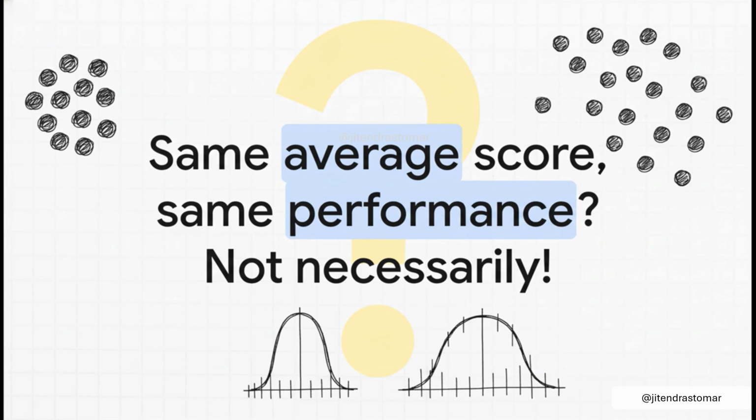It's a really quick and easy snapshot of the total spread. But here's the catch with the range. It only cares about the 2 most extreme points, the absolute highest and lowest. What about everything else in between? That's where variance comes in. It's way more sophisticated because it looks at every single data point and figures out, on average, how far away it is from the mean.